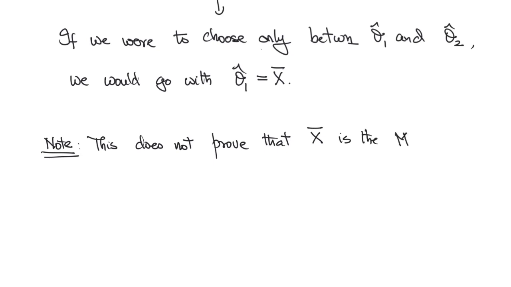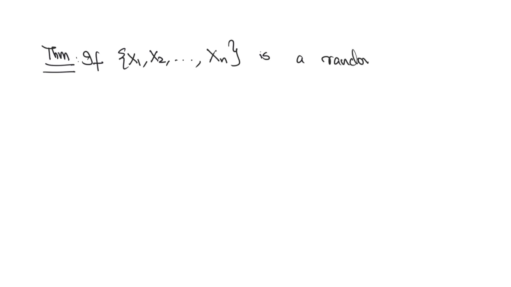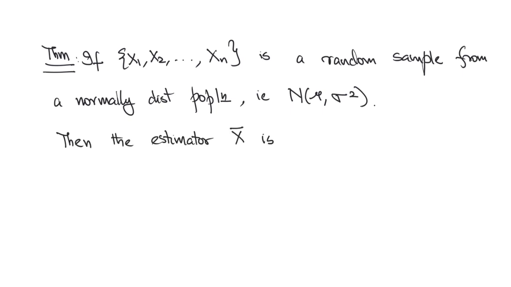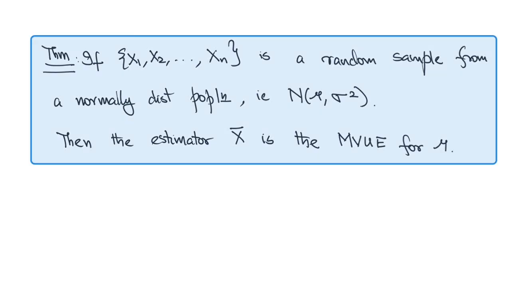Note that this does not prove that the sample mean is the minimum variance unbiased estimator. However, we have the following theorem, which says that if we were to sample from the normal distribution with mean mu and variance sigma squared, then the sample mean is always going to be the minimum variance unbiased estimator for the population mean mu.